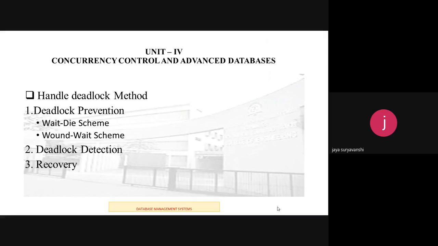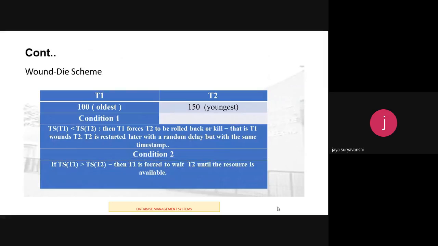First, we will take the wait-die scheme. In the wait-die scheme, if an older transaction requests resources held by a younger one, then the DBMS allows Ti to wait for the needed resources. But if a younger transaction requests resources held by an older one, the DBMS kills Tj and restarts it later. So these are the protocols mentioned here.